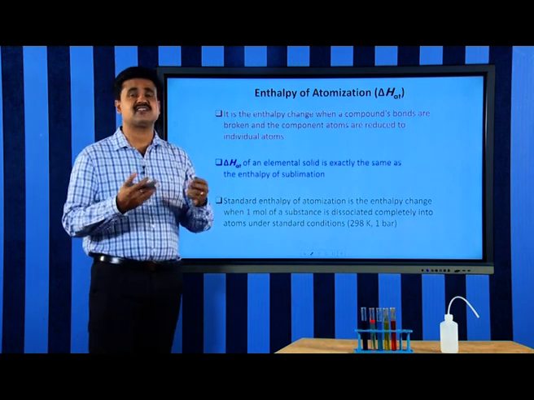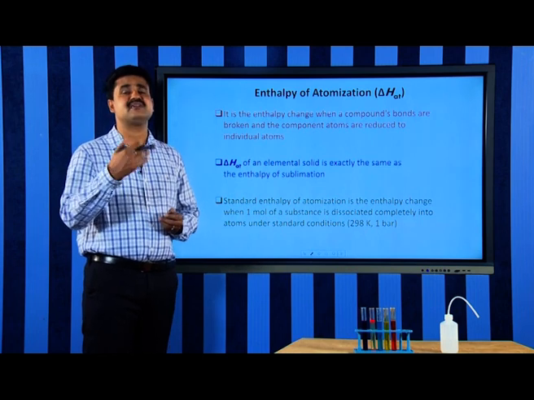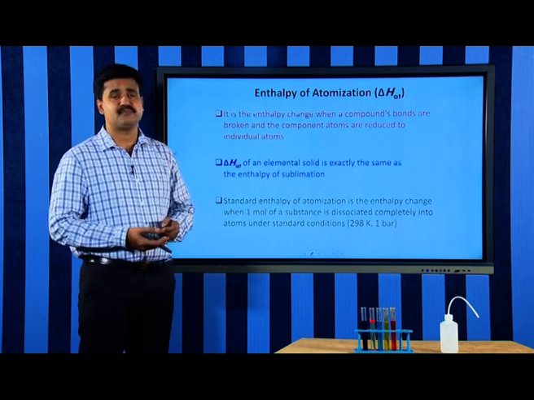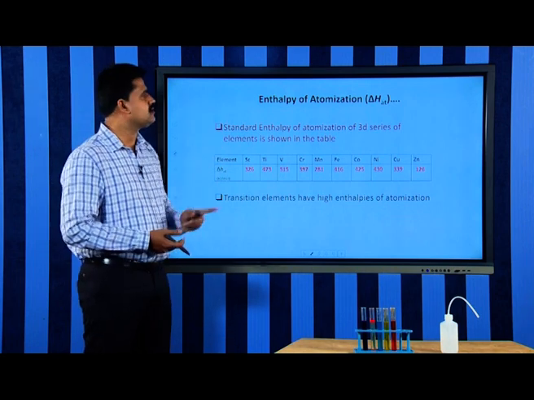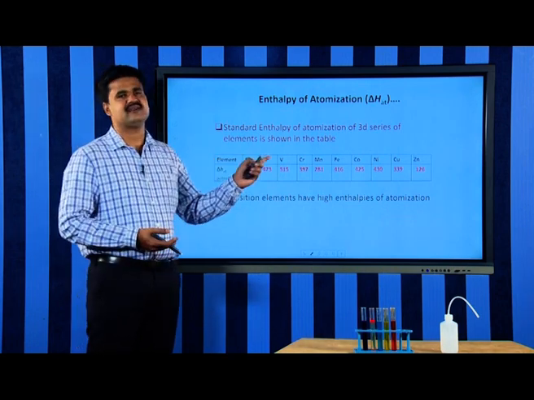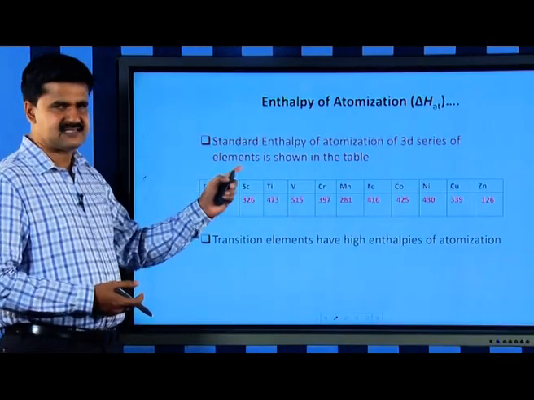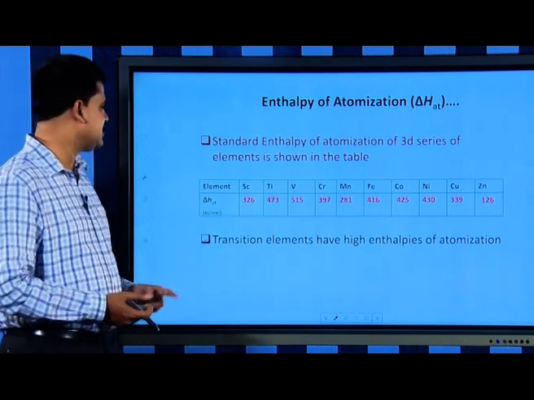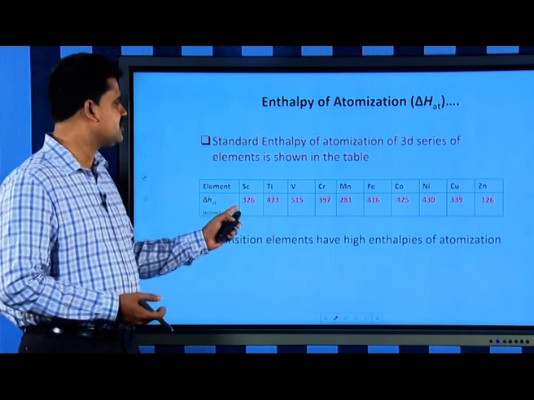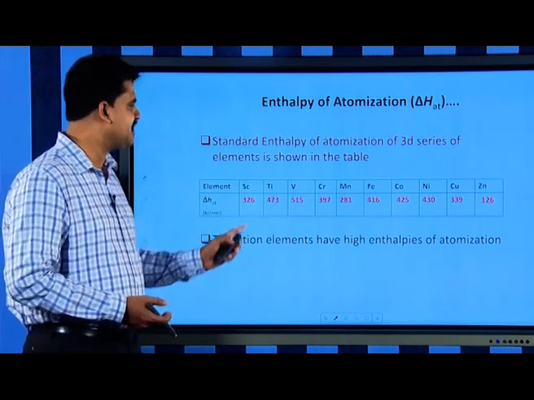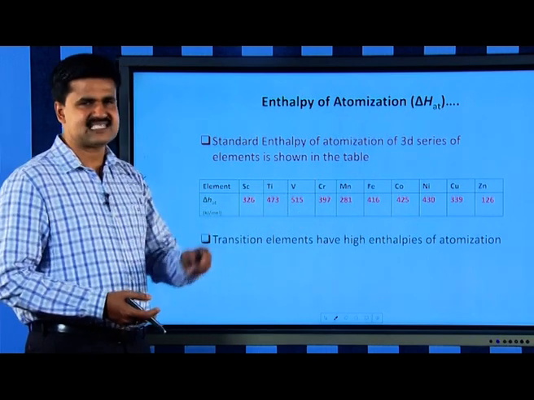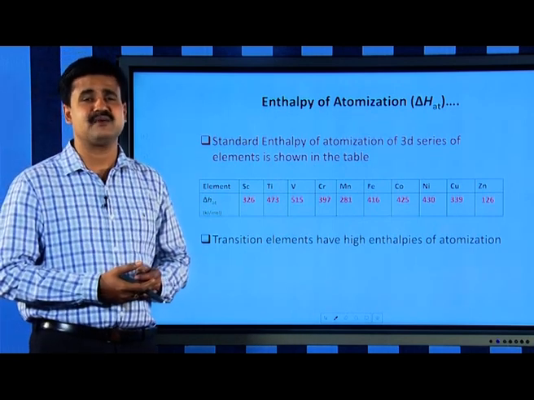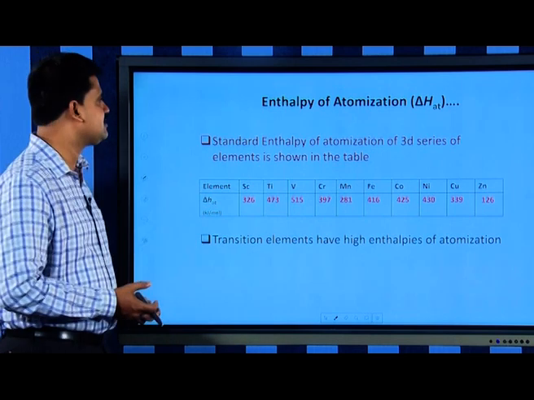Standard enthalpy of atomization represents the enthalpy of atomization when measured under standard conditions such as 298 Kelvin temperature and 1 bar pressure. Enthalpy of atomization is shown here for the 3d series of elements. This data represents the standard enthalpy of atomization. For scandium it is 326 kilojoule per mole. Enthalpy of atomization increases with increase in number of unpaired electrons. Then in the case of manganese there is a decrease. That is, this trend is not a regular trend, but it has a strong connectivity with the number of unpaired electrons present in the transition metal.